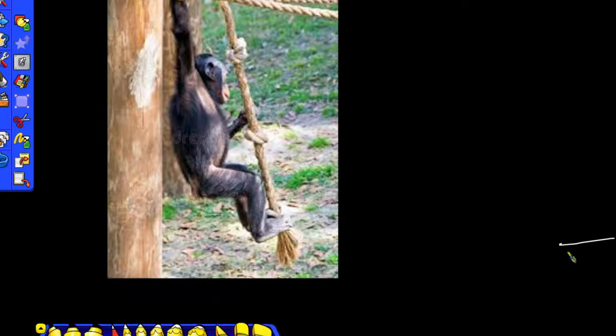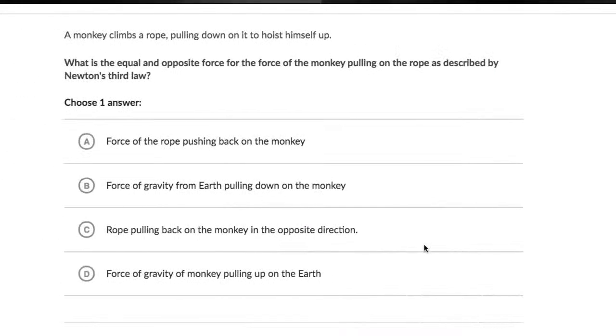You can also pull the rope. It is not necessary that a monkey is pulling the rope. So you can have a practical situation when a monkey is pulling the rope.